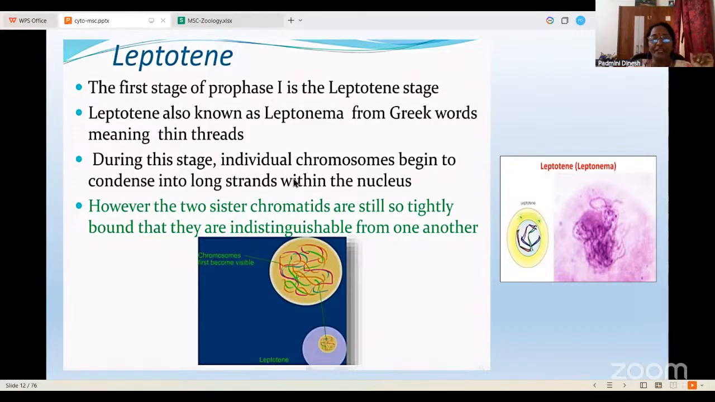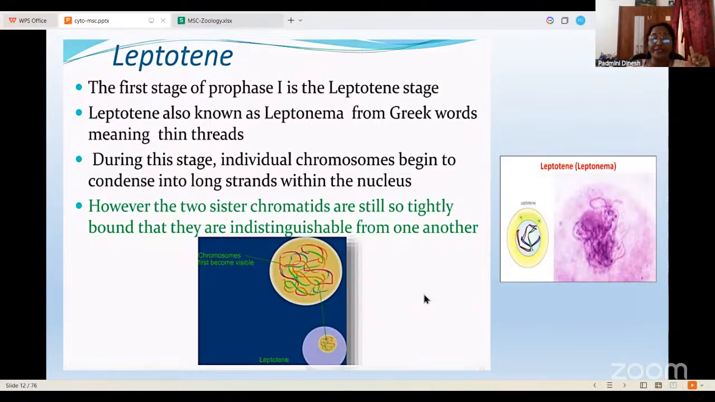During this stage, individual chromosomes begin to condense into long threads within the nucleus. So this is a nucleus and the long threads are going to start to condense. However, two sister chromatids are still tightly bound and indistinguishable from one another. Two sister chromatids. Now what are these sister chromatids?